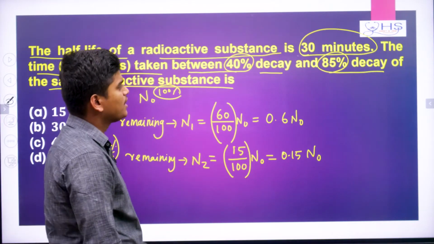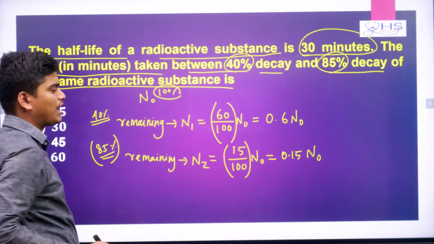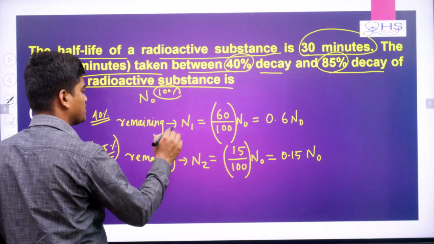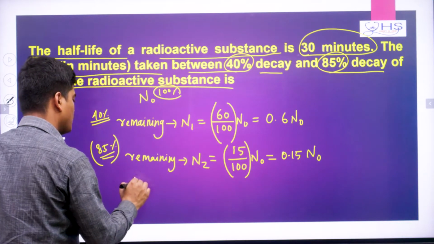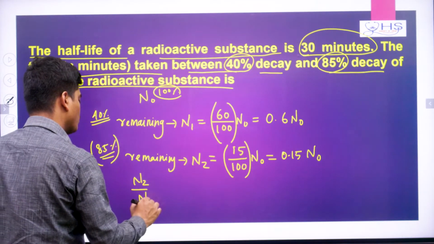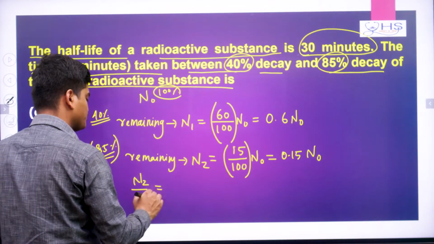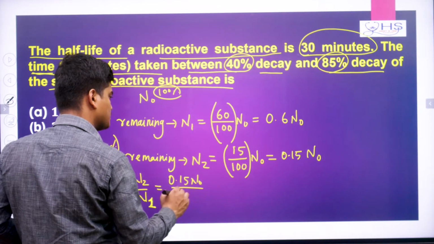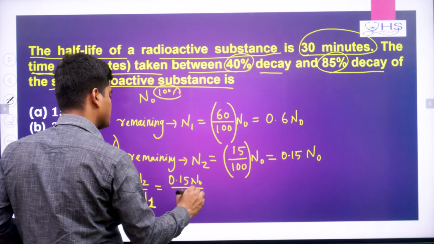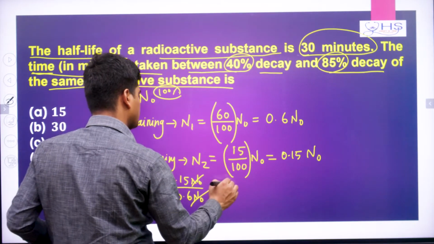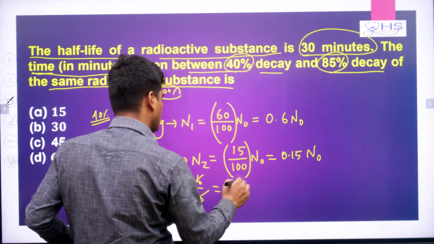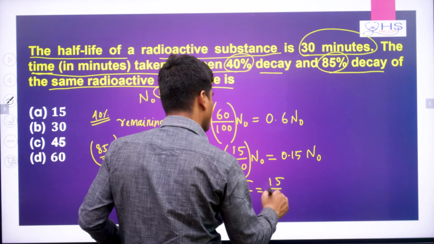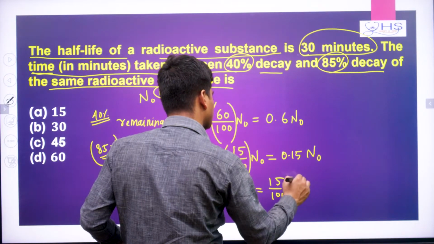Why am I calculating this? Because they are asking to calculate some time. So for time calculation, what will I do? I will divide this. Suppose I consider this my initial, this my final. So final by initial, how much will I get? I will get 0.15 N naught divided by 0.6 N naught. Now N naught cancels, and if you calculate 0.15 by 0.6, it is nothing but 15 by 100 into 10 by 6.